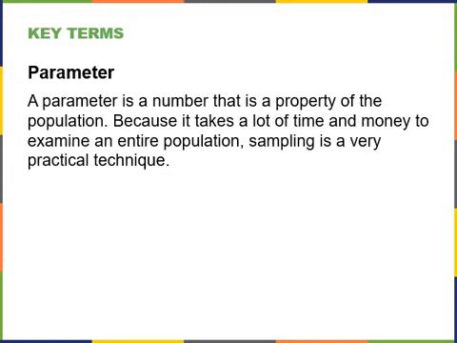The parameter is a number that is a property of the population. Because it takes a lot of time and money to examine an entire population, sampling is a very practical technique. What you'll find is that the larger the overall population is, the more expensive and time-consuming it's going to be to contact everybody, have them fill out a survey, for example, and then process all of those surveys. It can take a very long time. It can be incredibly expensive, and because of that, we typically pull a sample of the population.